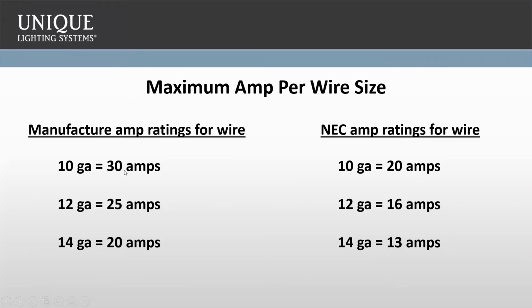So you certainly don't want to put 30 amps on a 10 gauge wire, and the NEC kind of works down, and you can see how much we have to pull the wire down from what the manufacturer says. Now, if you look at it, it looks like, wow, that's a pretty big jump. I've got a 25 amp wire, and you're telling me I can only use 16 amps on a 12 gauge wire. That seems excessive.